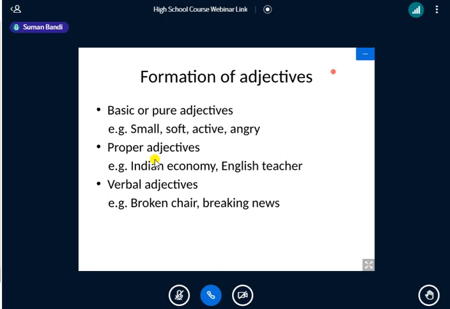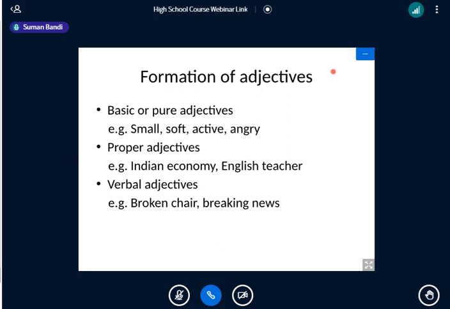For example, India is the name of a country. Just by adding one N to it, Indian, I am using the word Indian to describe the word economy, right? So the word Indian is describing the word economy. Economy is a noun, isn't it? So this Indian is giving me additional information about which economy, yes or no? So this kind of adjectives are called proper adjectives.